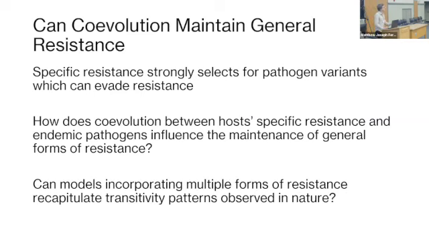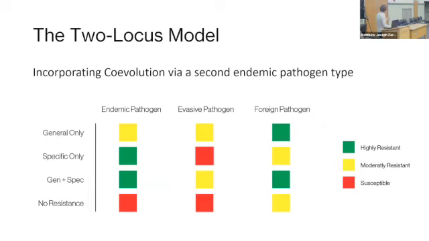So to do this, we introduced a second genotype of the endemic pathogen into our models. And likewise, as before, we assume that general resistance is broadly effective. So this new genotype of endemic pathogen cannot evade general resistance, but it can evade specific resistance. And we assume that there is some cost associated with this, so it has a slightly reduced transmission rate relative to the original genotype.